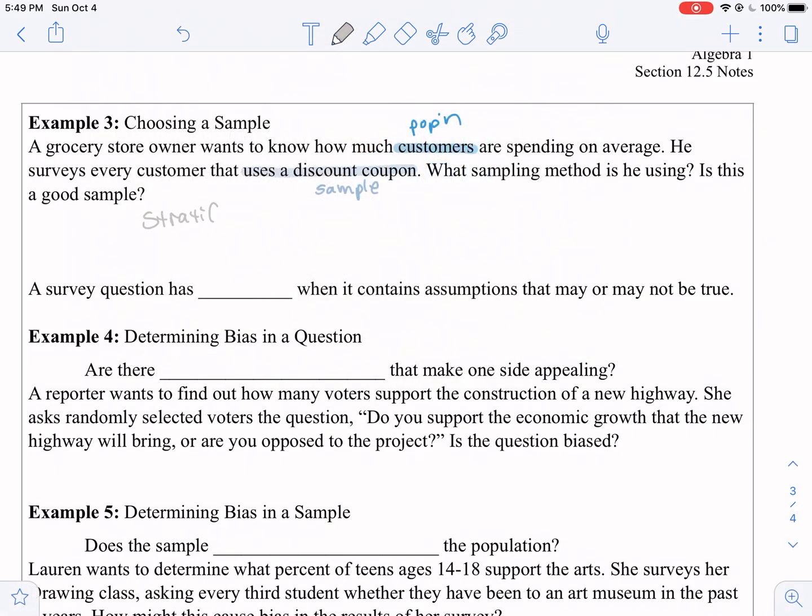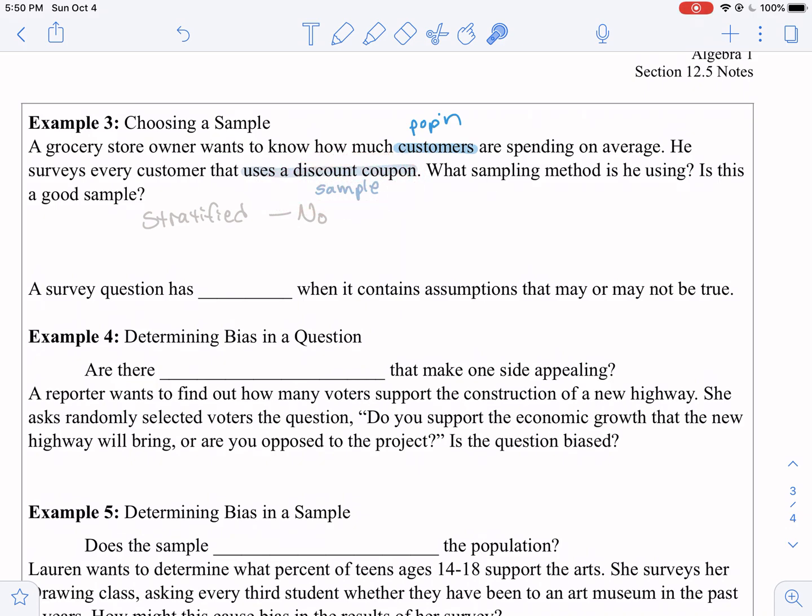However, this is not a good group. Why isn't this a good assumption to make? Well, if he only picks people that use a discount coupon, they're probably only buying cheap things, or they want to save money. They're only going for bargains. So you don't want to pick that kind of sample.